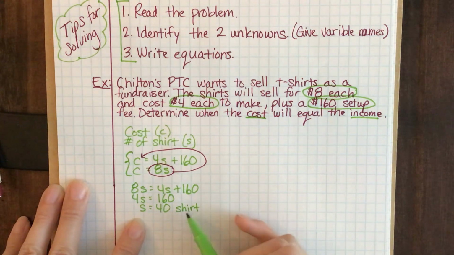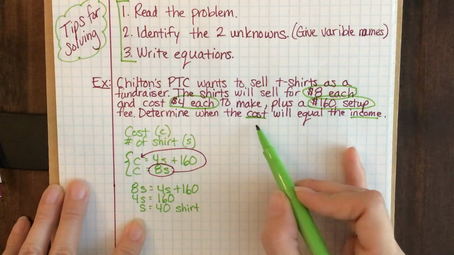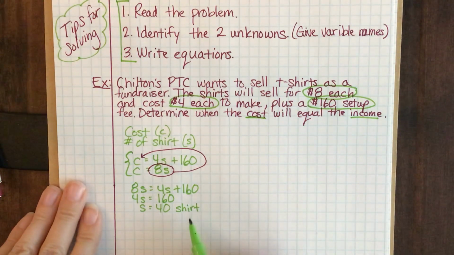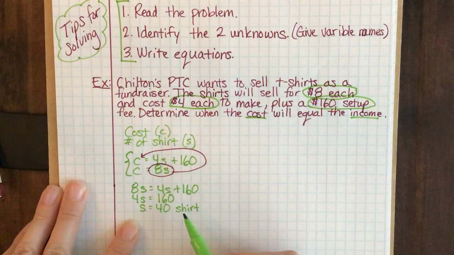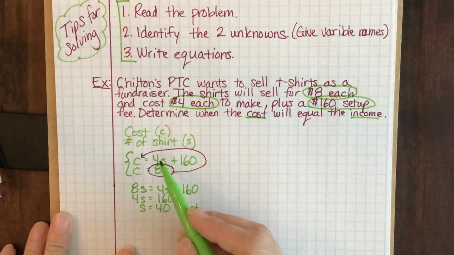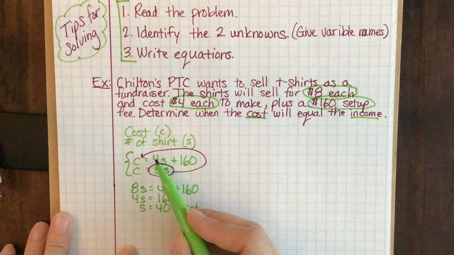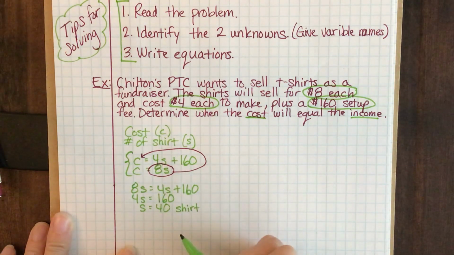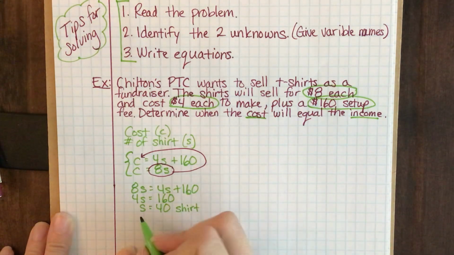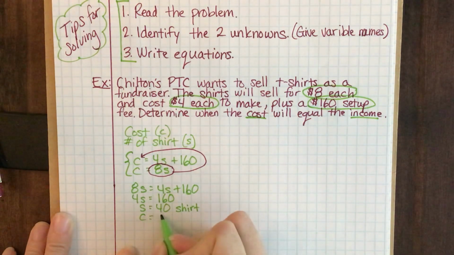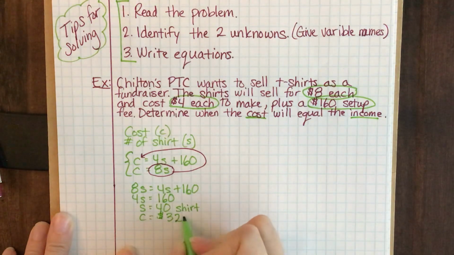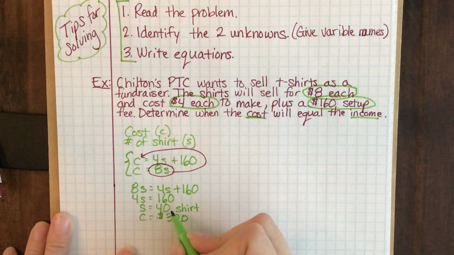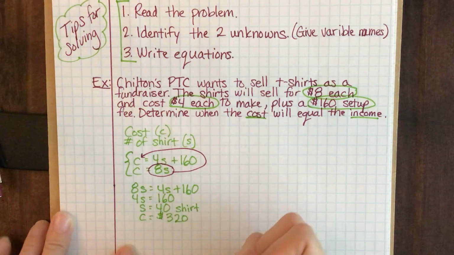because when we get to 40 shirt sales, that's when the cost is going to be equal to the income. But let's go ahead and see what that income or cost will be by plugging it back into these equations. If you plug it in here, 4 times 40 is going to be 160. 160 plus 160 is going to be 320. So we're going to say this is $320. Okay, so they have to sell at least 40 shirts before they will be able to start making any money.